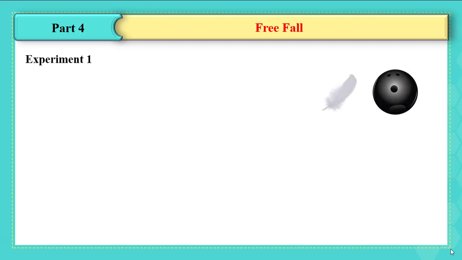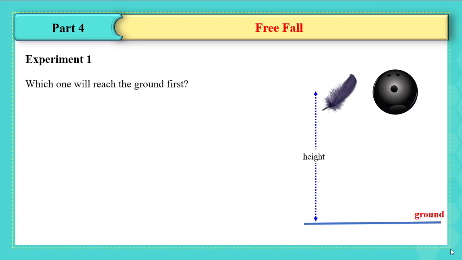Now we're going to start with the free-falling body. To understand the concept of a free fall, we are going to observe two different experiments and make some comparisons, starting with experiment 1. A bowling ball and a feather are set to fall together from the same height at the same time. Which one do you expect will reach the ground first?